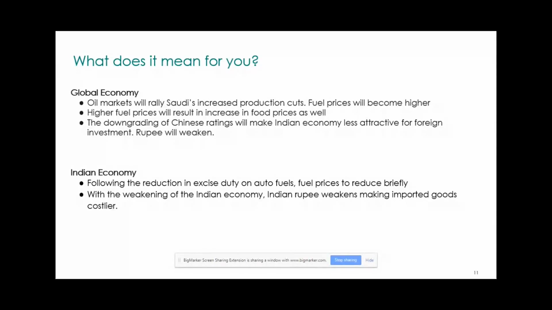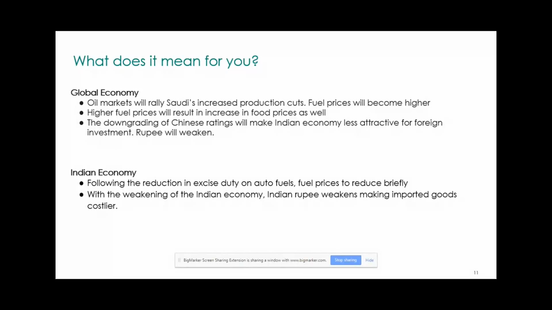With the downgrading of the Chinese ratings, the Indian rupee will become a bit weaker because India is seen as a much riskier economy compared to China. Now, with the weakening of the Indian rupee, we can expect exports to pick up. However, importing goods will become much costlier.